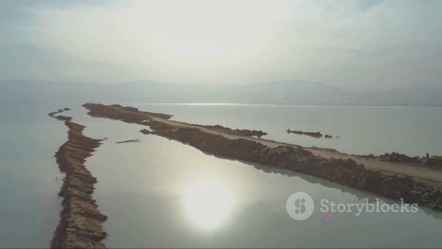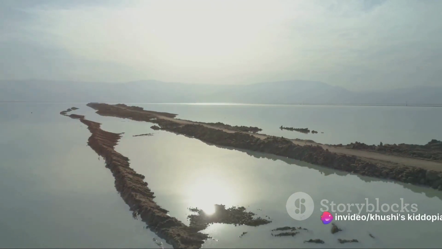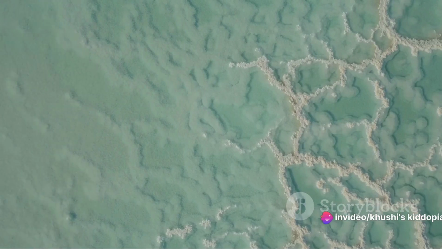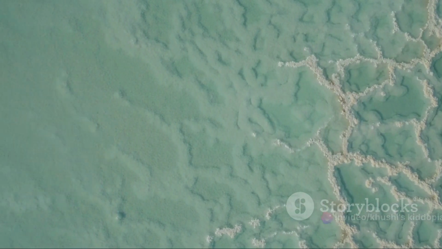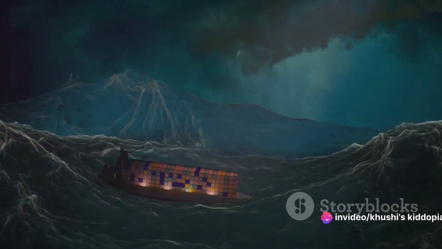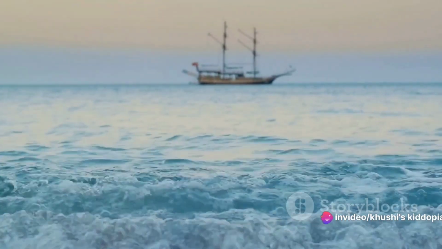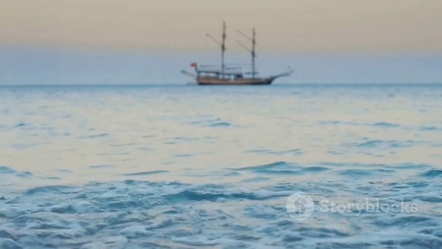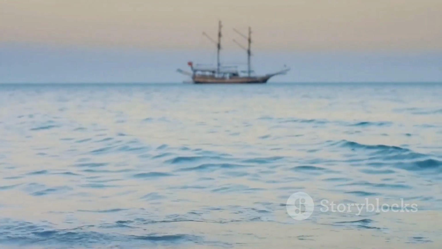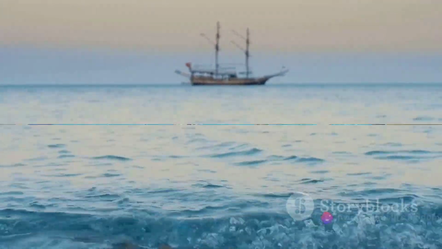In a nutshell, the salt made the water denser, and the denser the liquid, the easier it is for something to float in it. This is why you can easily float in the Dead Sea. It's so salty and thus so dense that you can't help but float. So the next time you see something floating, you'll know it's all about density. Whether it's an egg in a glass of salt water or a ship in the ocean, the principle remains the same. And that, my friends, is the fascinating science behind why things float.